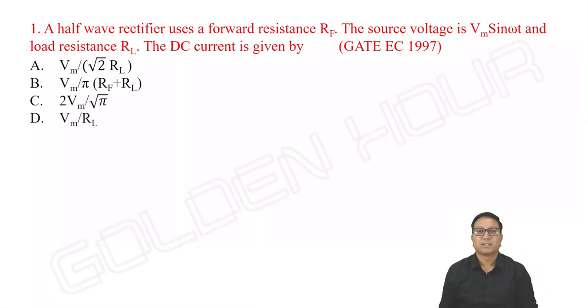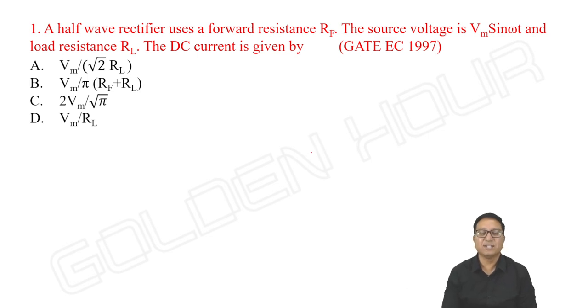Let us have a look at some problems asked so far in GATE as well as engineering services examination on half wave rectifier. Okay. See, look at the first question. A half wave rectifier uses a forward resistance RF. The source voltage is Vm sin omega t and the load resistance RL. The DC current is given by. What is the equation of DC current?